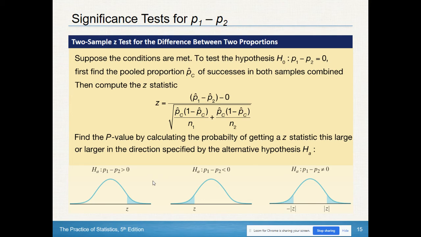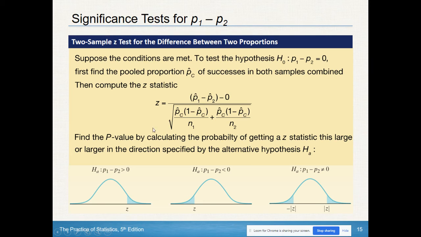Suppose the conditions are met. To test that hypothesis, first find the pooled proportion p hat c of successes in both samples combined. Then compute the z-statistic. That is, z equals p hat 1 minus p hat 2 minus 0, all over the square root of p hat c times 1 minus p hat c all over n1, plus p hat c times 1 minus p hat c all over n2. Then find the p-value by calculating the probability of getting a z-statistic this large or larger in the direction specified by the alternative hypothesis.